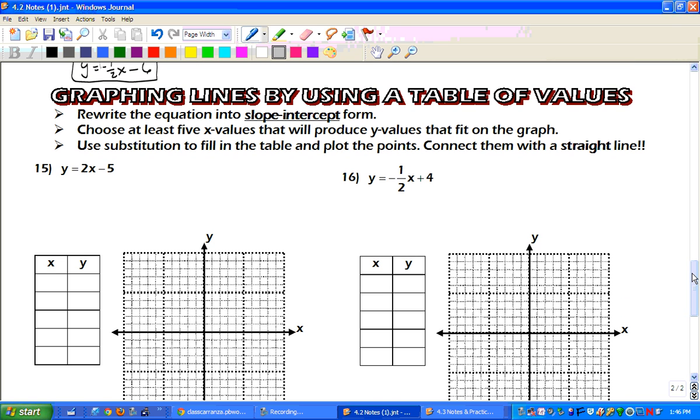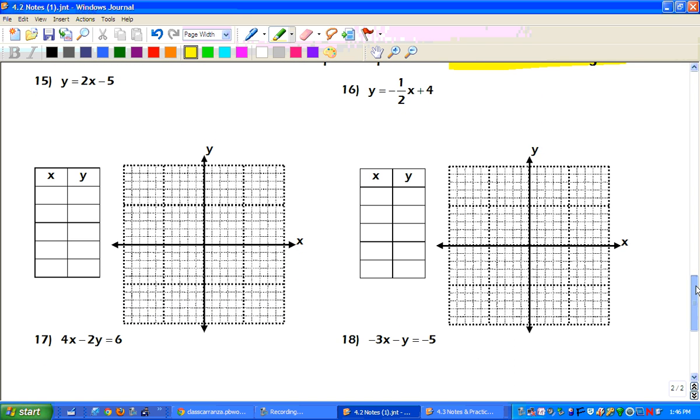All right, graphing lines by using a table of values. Now, the first thing you always want to do is make sure it's in slope-intercept form. Choose at least 5 x values, and then connect them with a straight line. The points that we're always going to pick are 2 negatives, 0, and 2 positives. Pretty much you can do any numbers you want to, but we want to make sure that it always fits on the line.